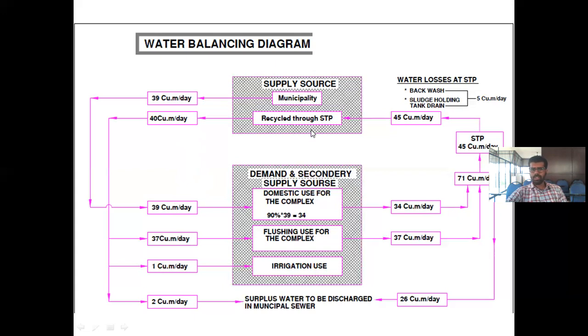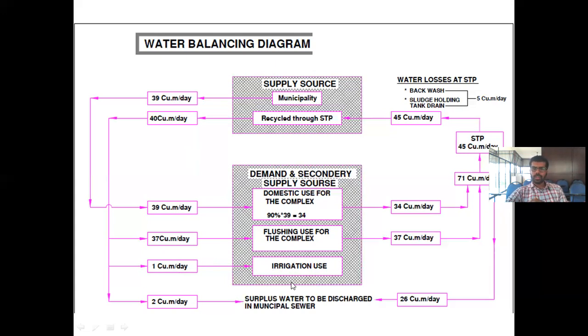We cannot drink it, or normally we won't use it for washing or bathing or anything like that. So from this 40, almost 37 cubic meters per day is used for flushing, and 1 cubic meter per day is used for irrigation for this complex. So you have 37 plus 1, 38. Again, 2 more is there. So 2 cubic meters per day is surplus water.